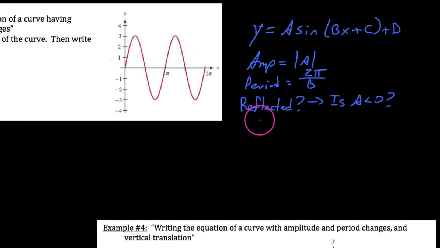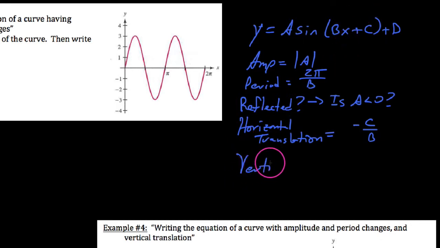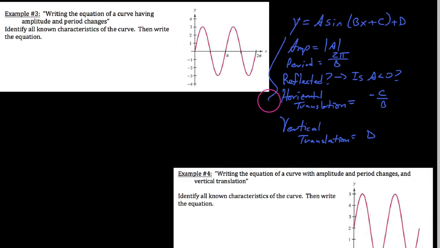a less than 0. We say that the horizontal translation, this is also referred to as phase shift, is equal to negative the c value over the b value. So basically, whatever the c value says, we're going to shift the other way. So if it's positive, we'll shift left. If it's negative, we'll shift right. And then we say vertical translation. Vertical translation is a very easy one to determine, a lot easier than horizontal translation, because it's equal to just the d.